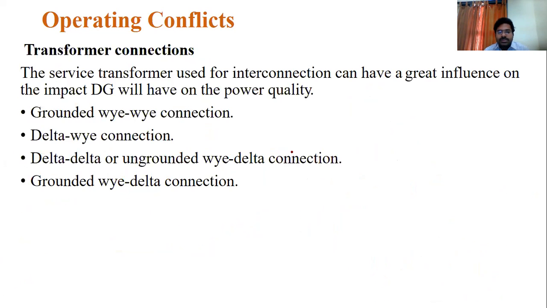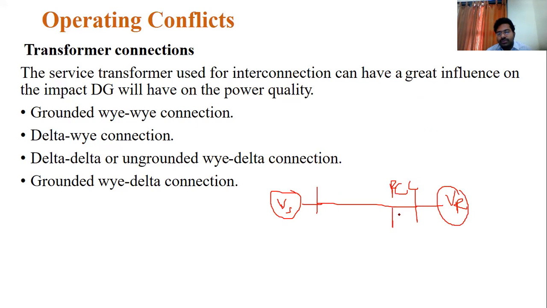First one, see here in this case, for the transformer connection, we are receiving the voltage. This is the point of common coupling we are going to install. Now this is the transformer. Through this transformer, we are going to add the DG.